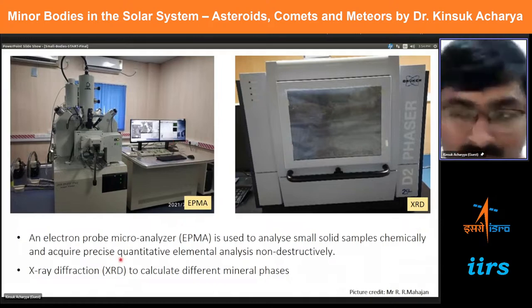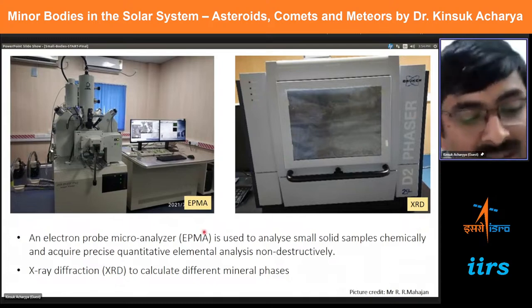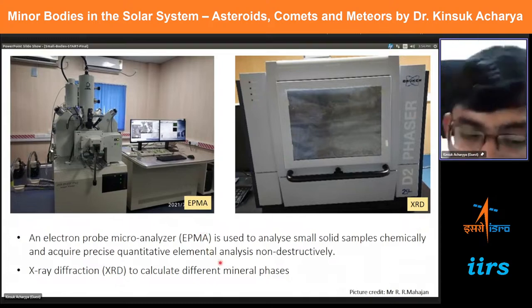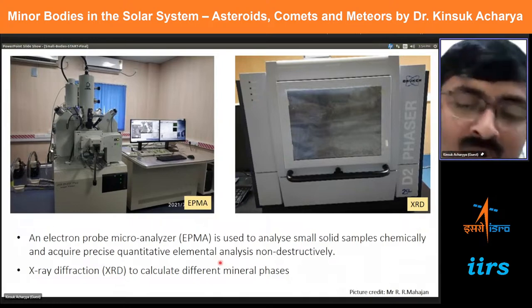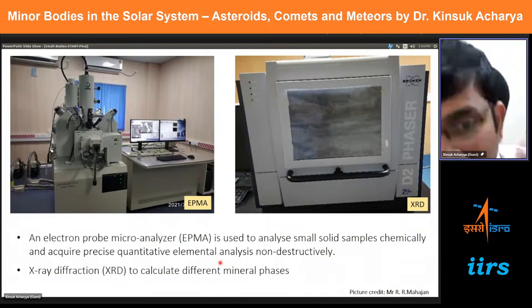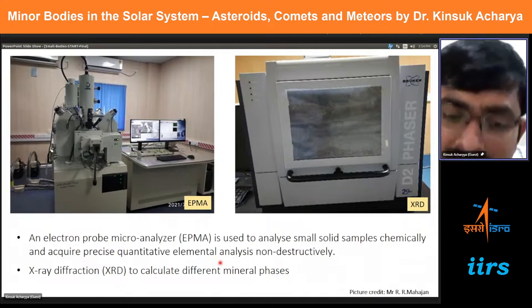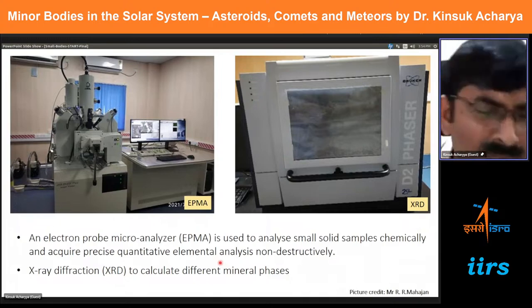Then, of course, many of you probably know about XRD, which is X-ray diffraction. So you can study various different mineral phases. You can actually visit the PRL website. You can get all the information about these instruments, which we have at PRL.